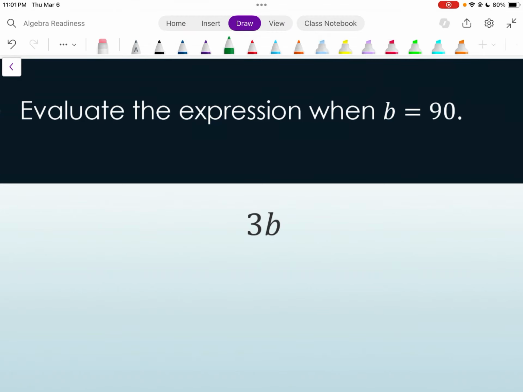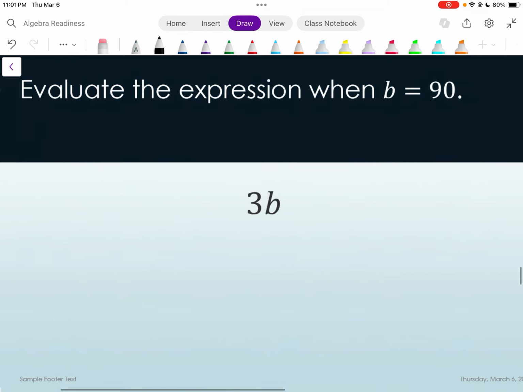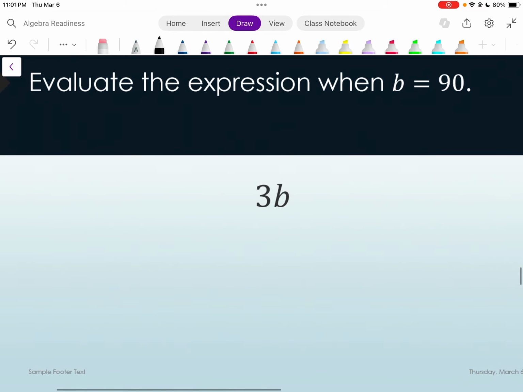All right, so for the second part of our notes today, we are going to practice substitution and evaluating expressions. We talked about how substitution is replacing a variable with the number it is equal to. Our first example of this, we are going to evaluate the expression when b equals 90. One thing we need to talk about is what this means.